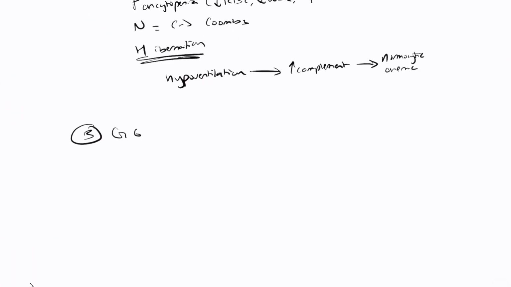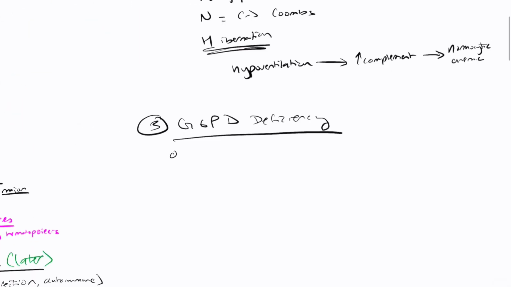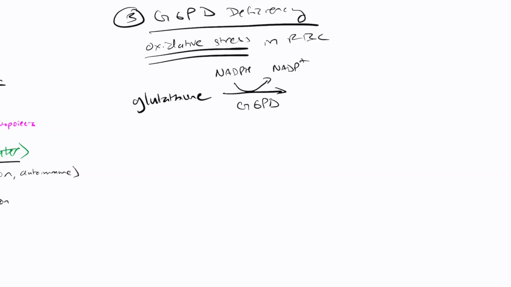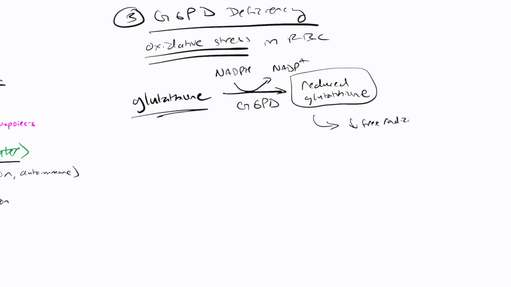The third condition is going to be G6PD deficiency. What happens is that there's some kind of oxidative stress, and that's the key thing you have to look for. There has to be some kind of stimulus within the red blood cells. Normally, glutathione gets converted by G6PD using NADPH: it takes NADPH and converts glutathione to reduced glutathione. And this is very important for reducing free radicals.